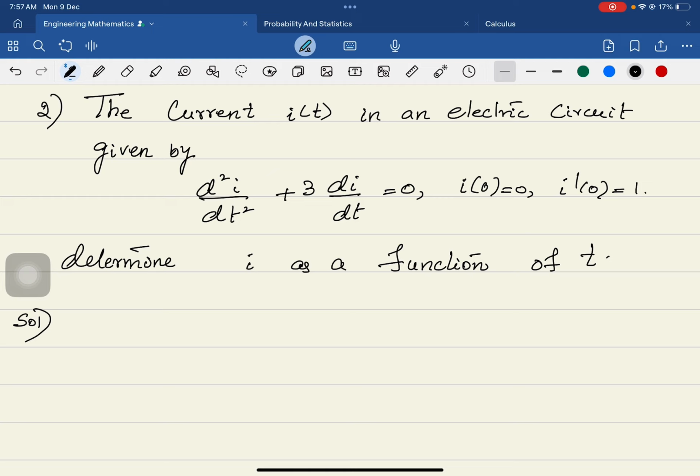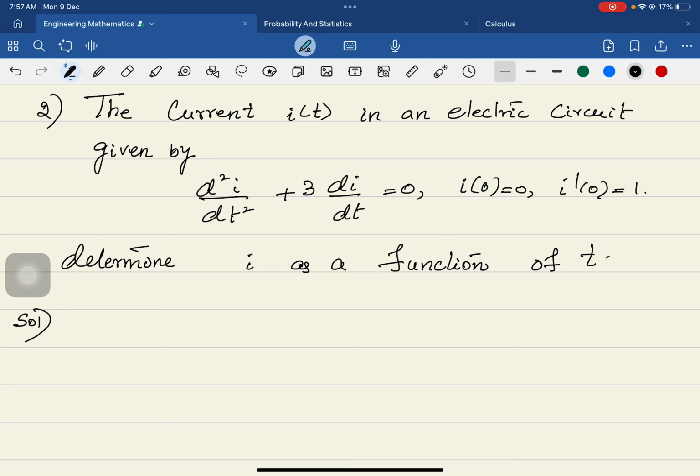In today's lecture, I am going to explain the application of the Laplace transformations. So, to solve this problem, the current I of t in an electric circuit is given by the differential equation d square I by dt square plus 3 times di by dt is equal to 0, with the initial conditions I of 0 is 0 and I dash of 0 is 1. So, determine I as a function of t. So this is the problem.